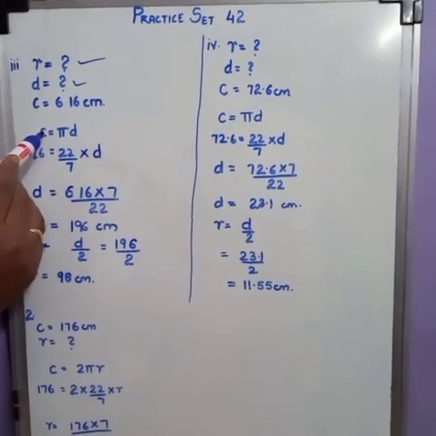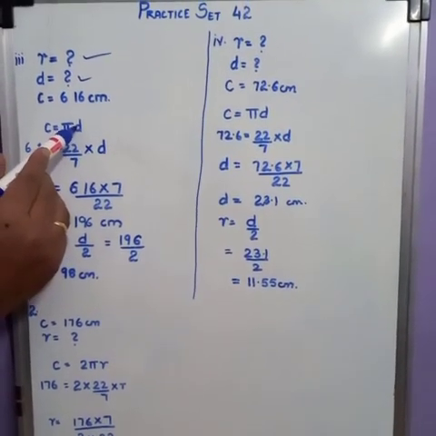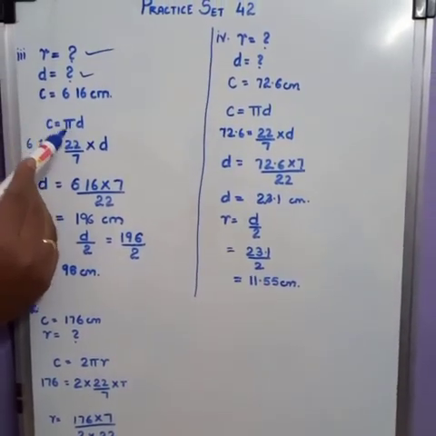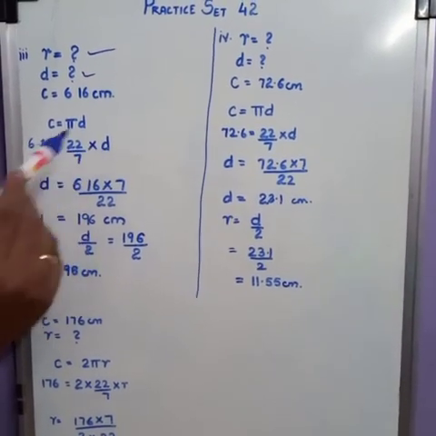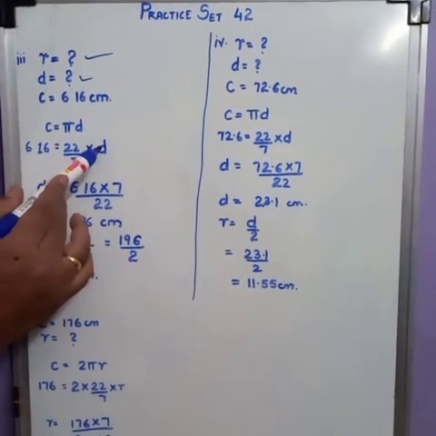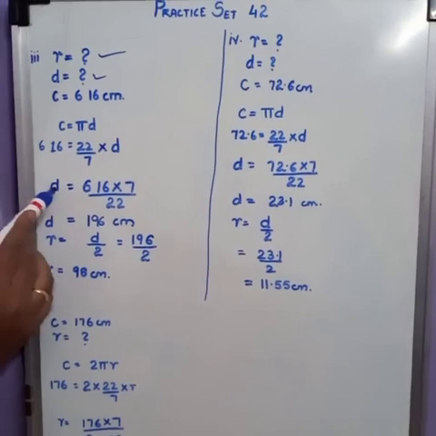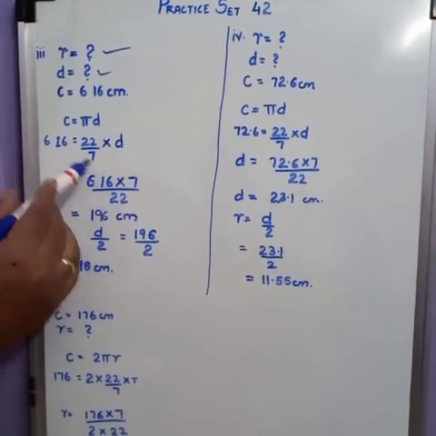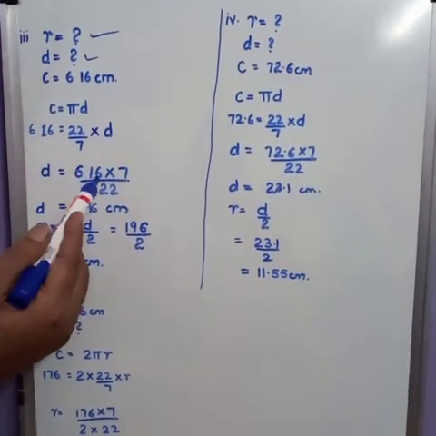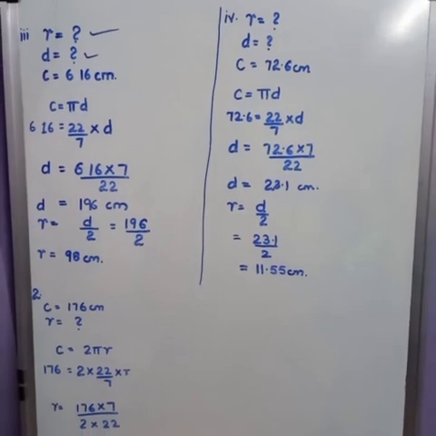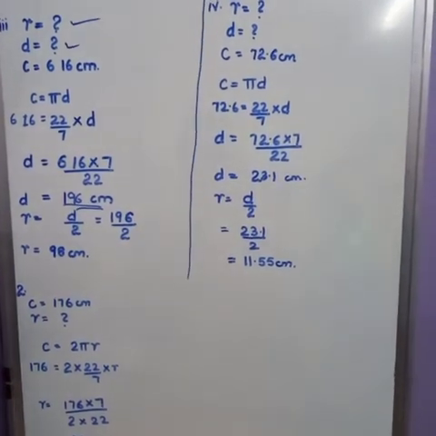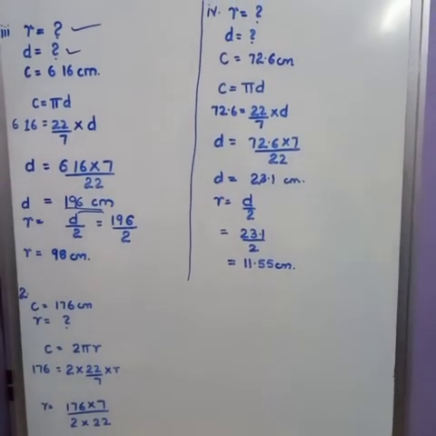So we are using the formula circumference is equal to pi into diameter. So what's our circumference? 616 is equal to pi, that is 22 upon 7, into diameter. Here we have written diameter because we have to find it out. So we are taking the diameter on the left hand side. We are multiplying 616 into 7 upon 22, because 22 upon 7 goes to that side and turns into its reciprocal. So 616 upon 22 comes to 196. Now we came to know that the diameter is 196 centimeter.